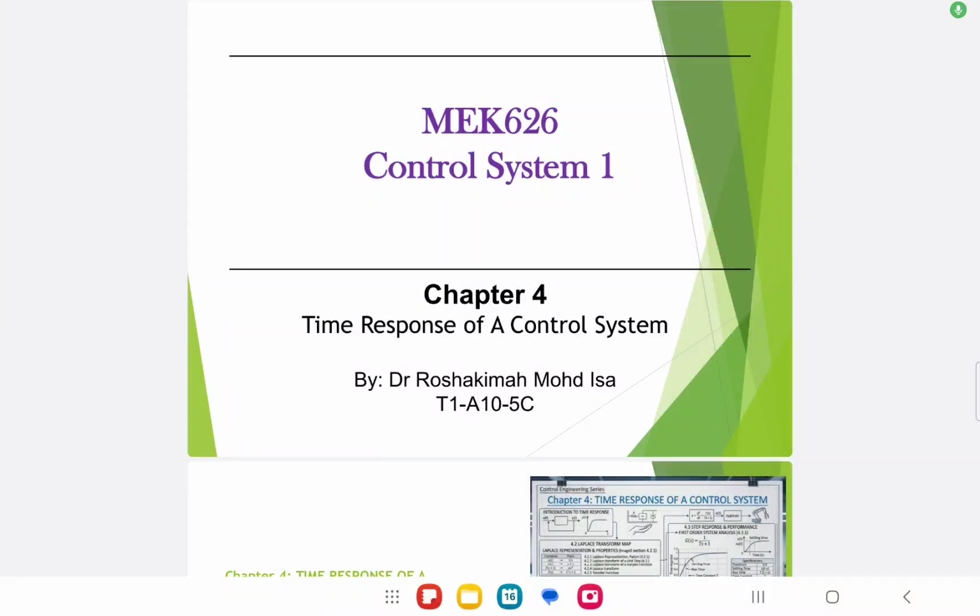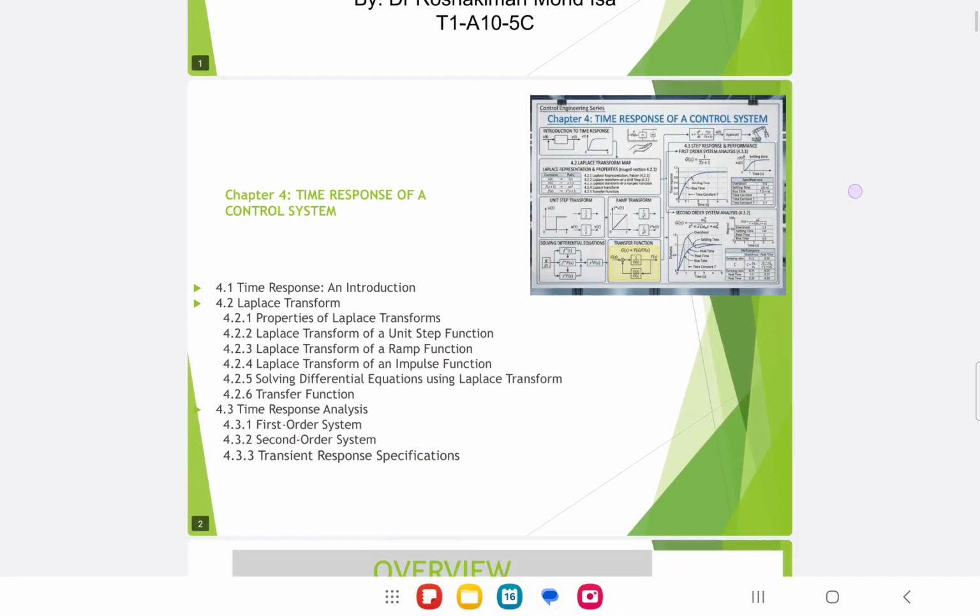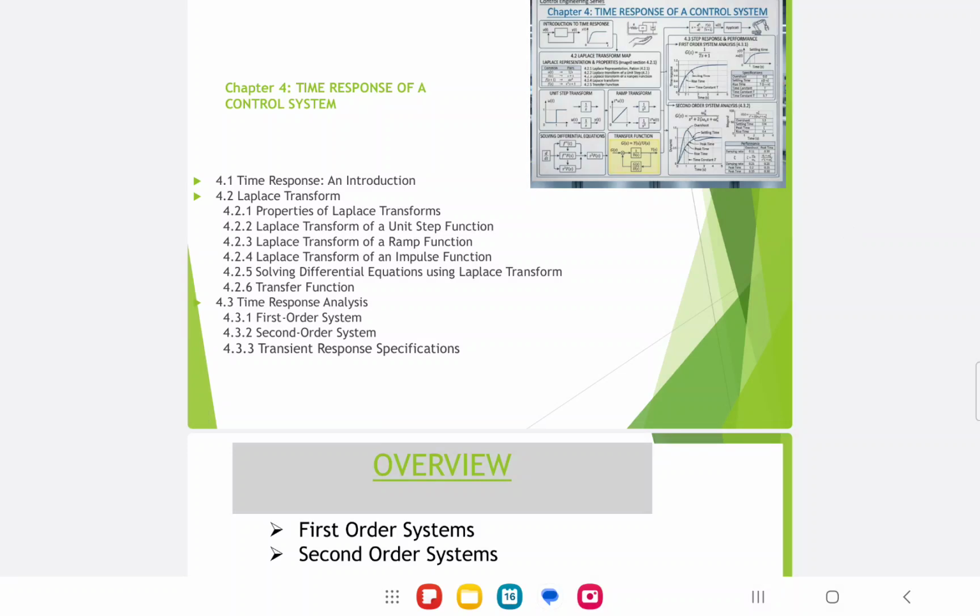Okay, so this is for chapter 4 in your test. Chapter 4 is one question, chapter 5 one question. So chapter 4 basically will carry lebih kurang 20 to 25 marks lah in your test tu. Okay, and our chapter 4 is basically will be covered for time response of a control system.